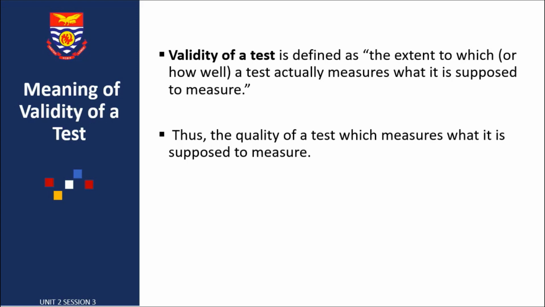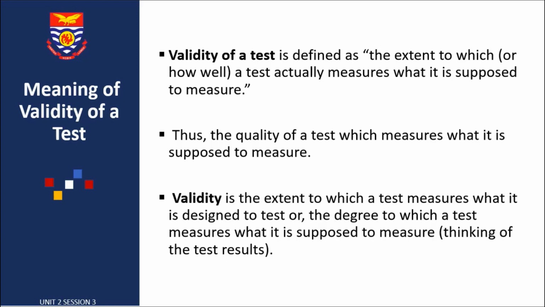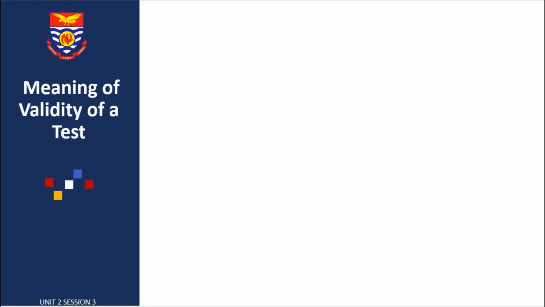If you want to measure how students solve simultaneous equations and the test is measuring how to construct a quadratic equation, then that test is not valid. You should measure what the test actually intends to measure. So validity is the extent to which a test measures what it is designed to test, the degree to which a test measures what it is supposed to measure. The results should measure what is actually intended to be measured, as I've already explained. A test is valid only if the results can be applied effectively to some specific purpose.